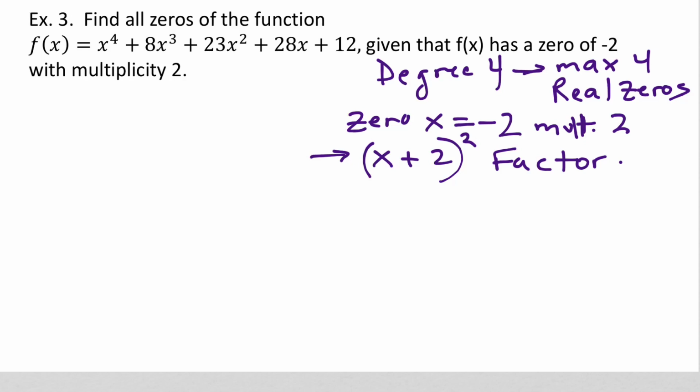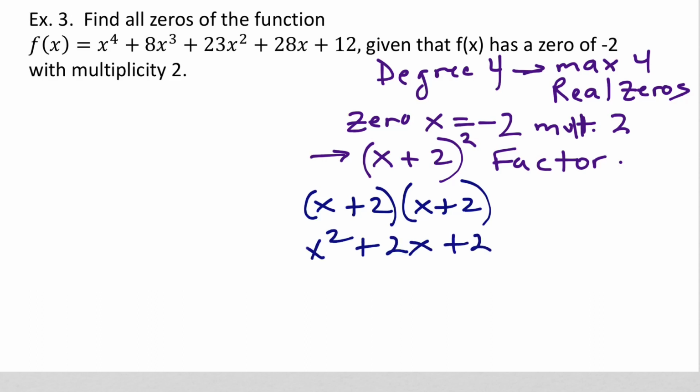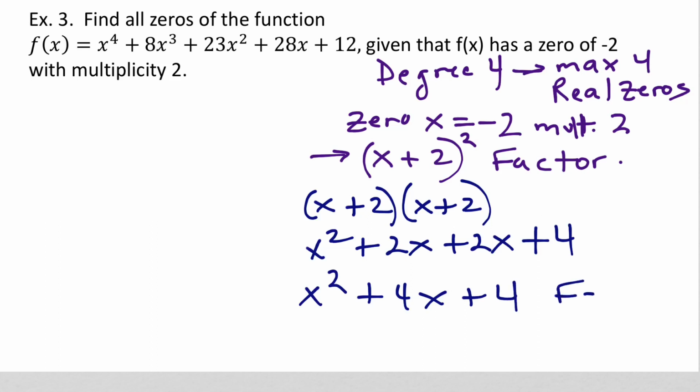We also know that x plus 2 squared is a factor of this function here. Now let's square out that x plus 2 so we can get it in polynomial form. I'm doing some distributing here and combining like terms. So my factor is now in polynomial form as opposed to factored form. So I know that this is a factor of this polynomial.